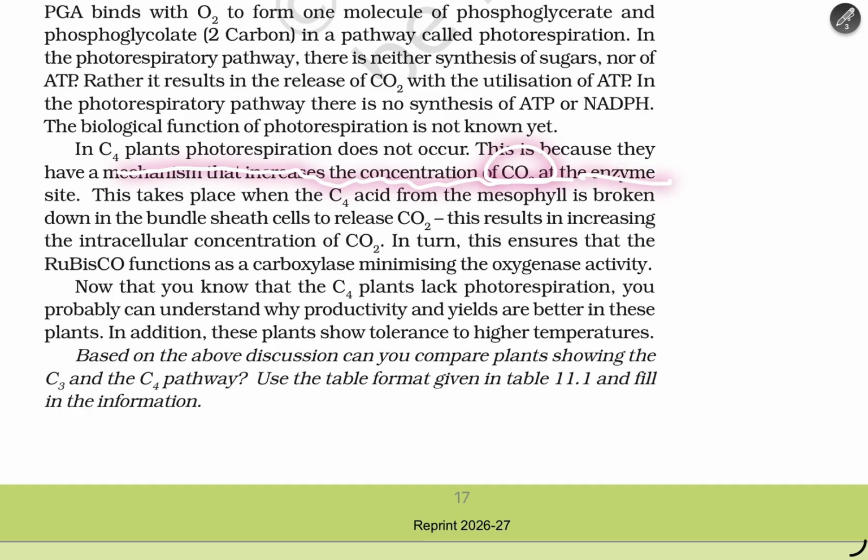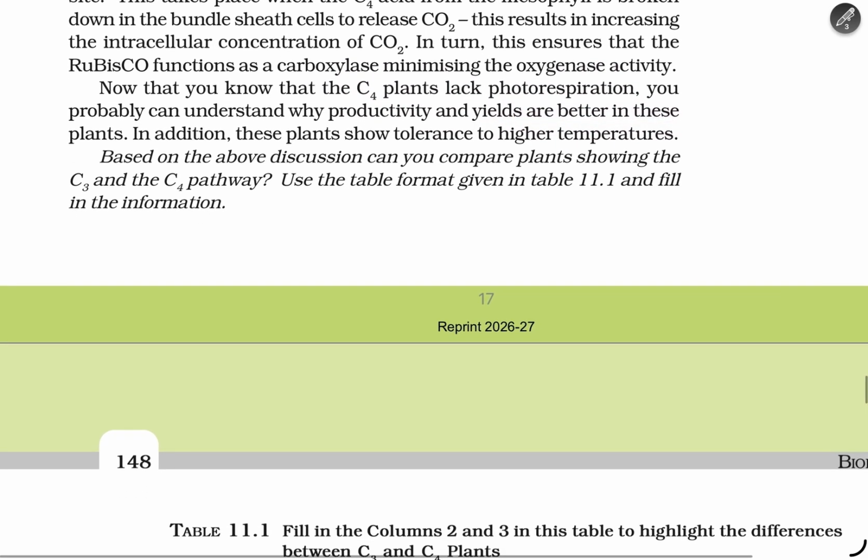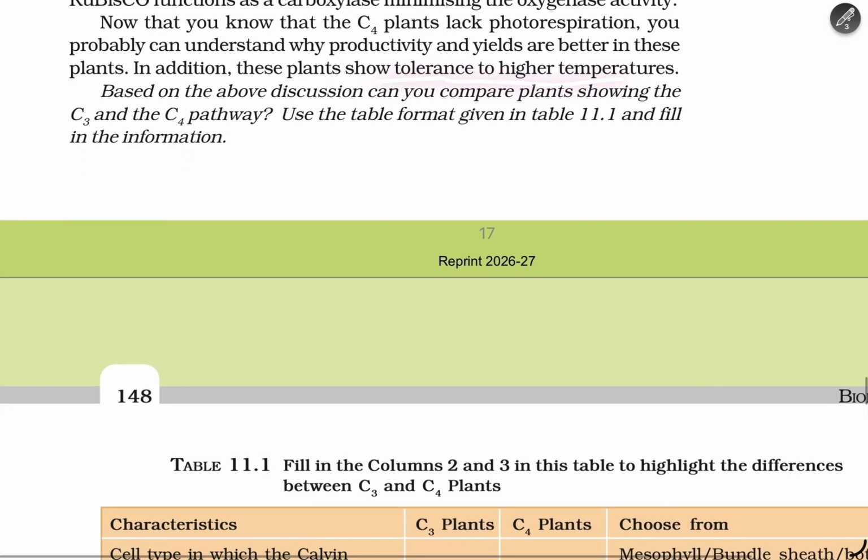for concentration of carbon dioxide at the enzyme sites. C4 acids from the mesophyll are broken down in the bundle sheath cells to release carbon dioxide. This results in an increase of the intracellular concentration of carbon dioxide. In turn, this ensures that Rubisco functions as a carboxylase, minimizing the oxygenase activity. Now that you know C4 plants lack photorespiration, you probably can understand why the productivity yields are better in these plants. In addition, the plants show a tolerance to high temperature.